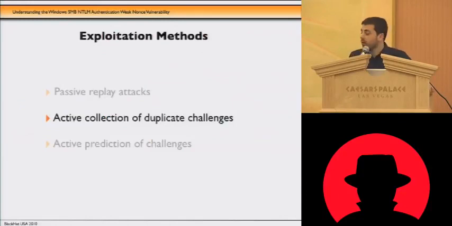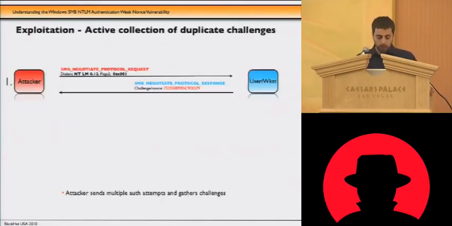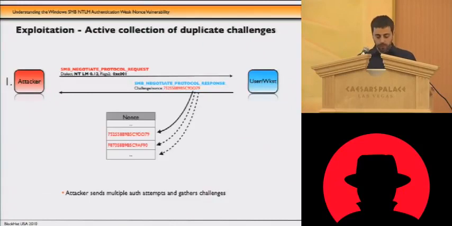So the next attack is called active collection of duplicate challenges. The idea is the same. We want to build a dictionary where you have the nonces and the corresponding responses. But in this case, instead of getting the responses by just looking at the network traffic, you're going to force the client to give you the responses. So basically, the first thing you do is connect over and over again to the victim. It can be a workstation where some user is doing something. You connect over and over again, and you create the first column of the dictionary, a list of nonces returned by the server.